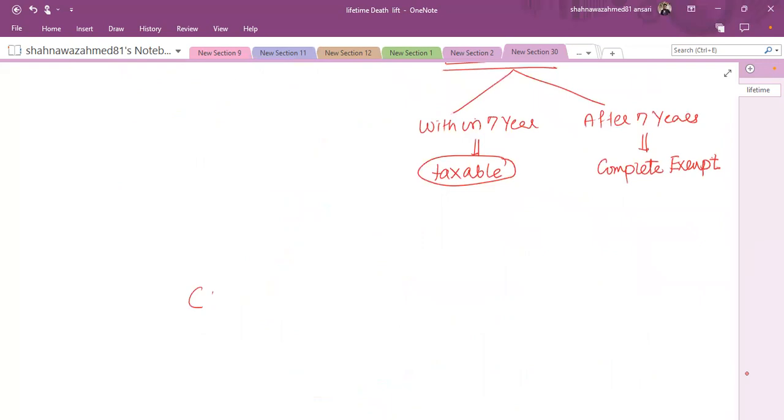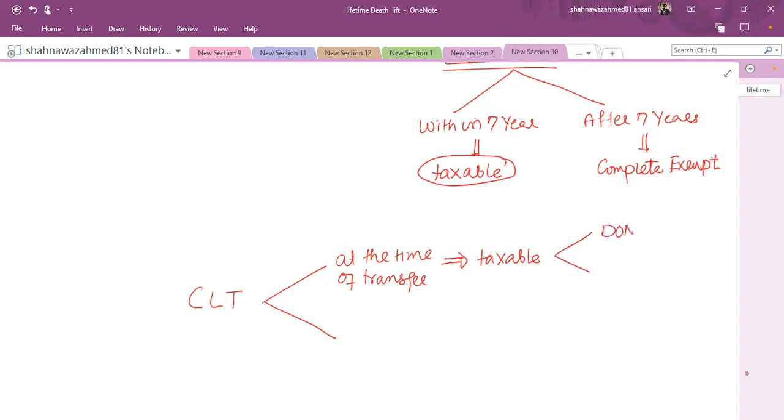And similarly, this chargeable lifetime transfer, again, there are two classifications. At the time of transfer, this is taxable, this is not exempt. Who is going to pay tax? Either donor or donee. If the donee pays tax, then it is a net gift and it will attract a tax rate of 20%, which will be given in the tax sheet. And in case of donor, this is a gross one and the tax rate would be 25%.